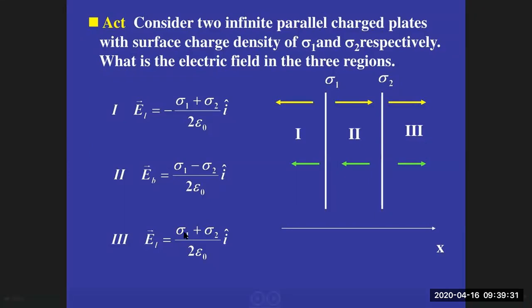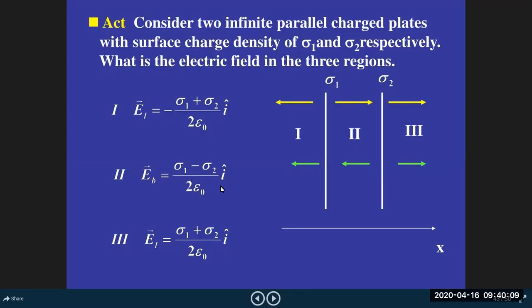So we write here: electric field in the third region is equal to (sigma 1 plus sigma 2) divided by 2 epsilon naught into i cap. So the net electric field in the third region is just opposite of that of the first region. And the magnitude in the first region and third region will remain the same. And the lowest electric field is obtained in between the two plates, because here we see the difference between the two.